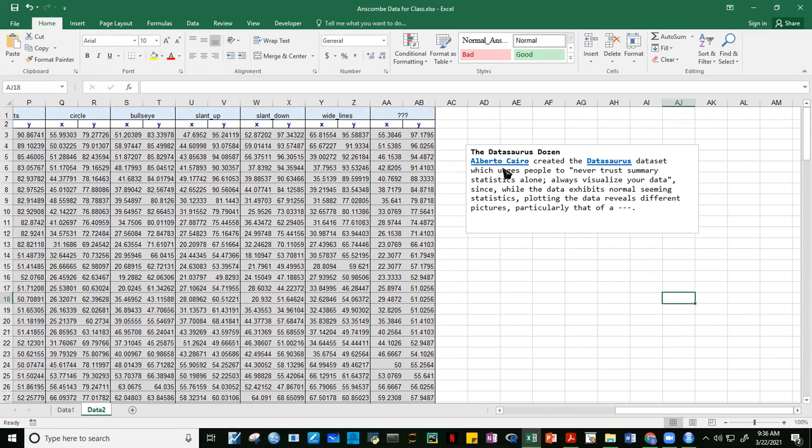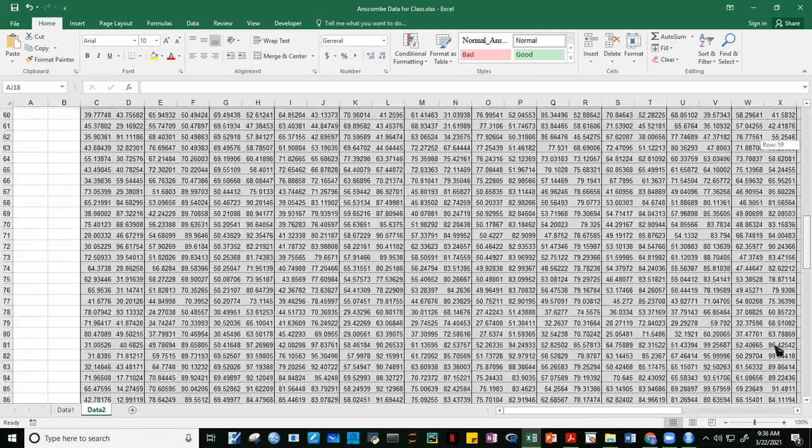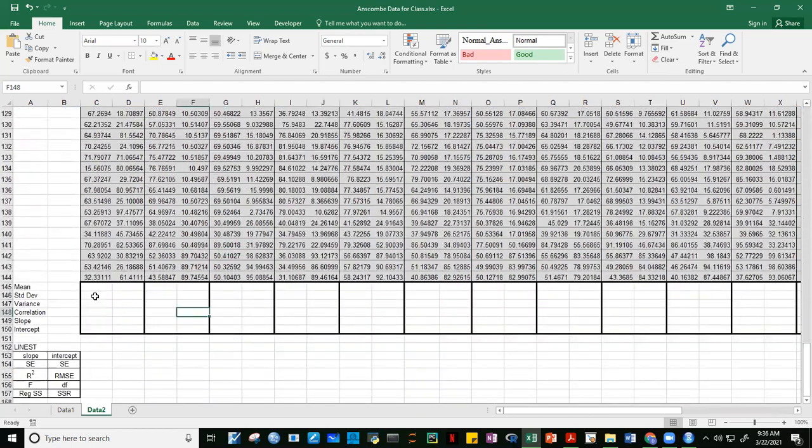Okay, this one was created by Alberto Cairo, the Datasaurus dozen, a dozen of pairs. Okay, and he was saying that he created the Datasaurus dataset to urge people to never trust summary statistics alone. So when you say summary statistics, it's the same. You have the mean, standard deviation, variance, correlation, slope, and the intercept. Okay, I will leave this, guys. Okay, so let me just solve one.